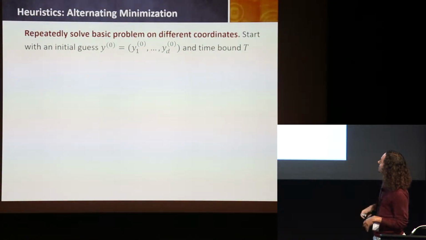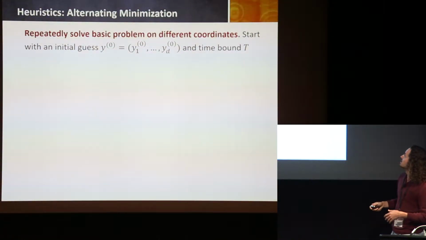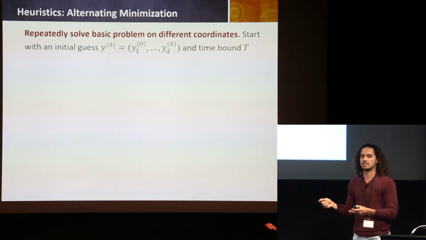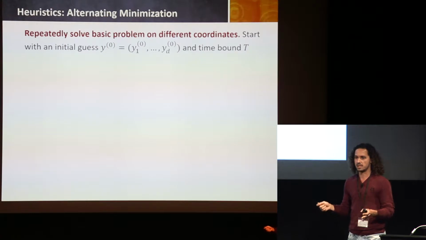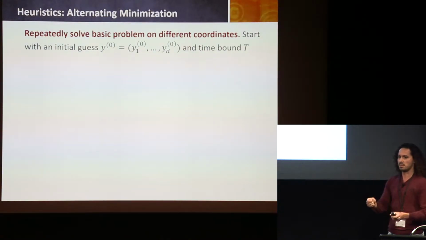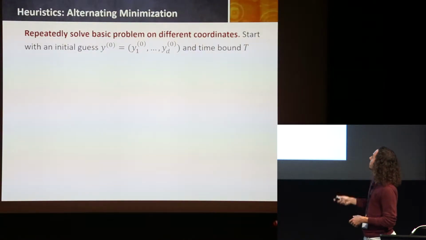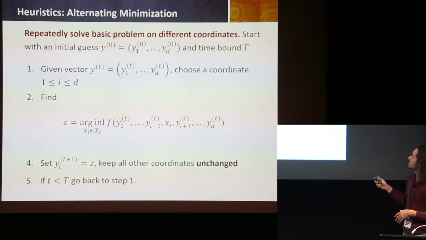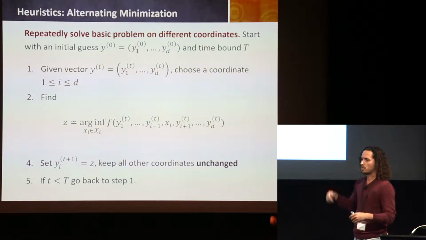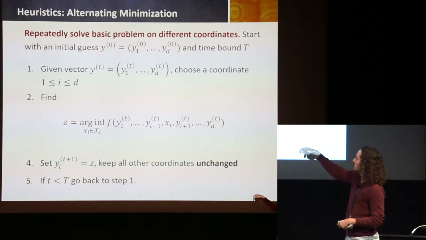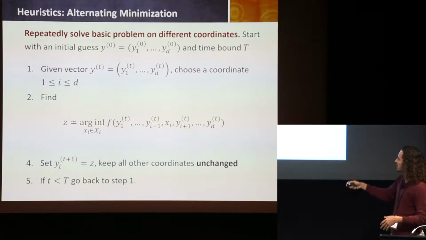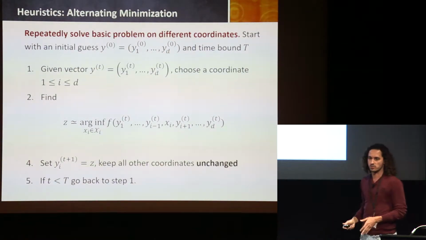Oh, sorry. I'll tell you what alternating minimization is. Since you know that minimizing in each coordinate is simple, let's just do the obvious: fix all the other coordinates, find the minimum, and keep improving things. So repeatedly, we're going to solve this basic problem on the different coordinates. We start with an initial guess, and then at each time t, pick a coordinate, find the infimum, and update just that coordinate, fix everything else, and just keep going. And hopefully, after some time, you're very close to your solution.